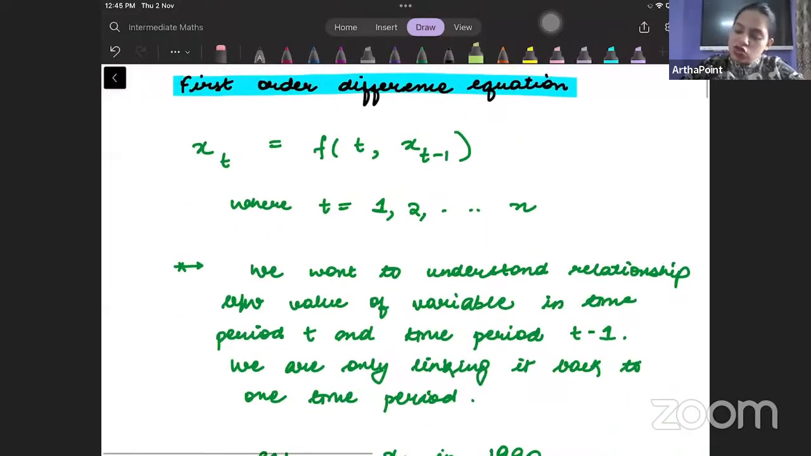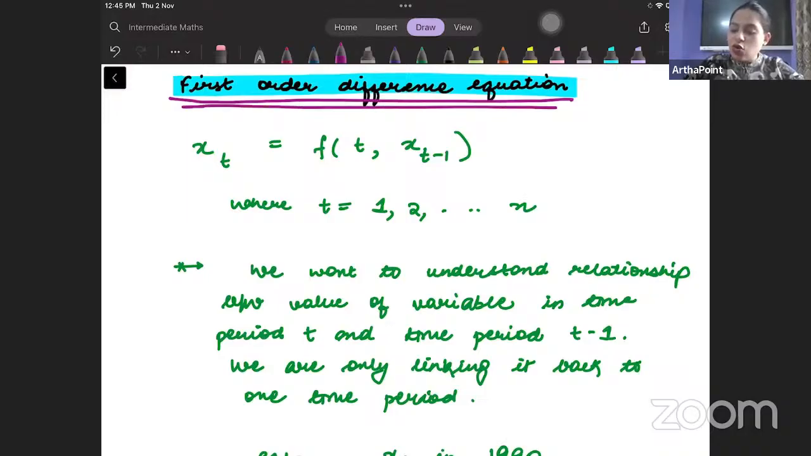Now, the first concept we want to learn today is called the first order difference equation. What do we call it? First order difference equation. So, as the name suggests, beta, what should a first order difference equation be? First order means I am going back only one time period less. It is of one order. So I'm going back only one order of time period.